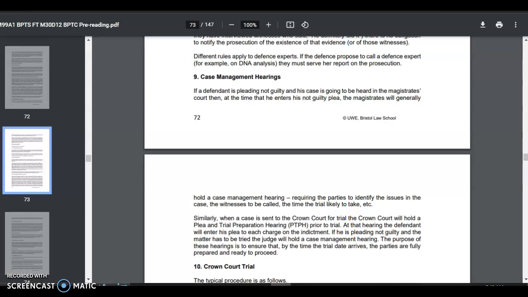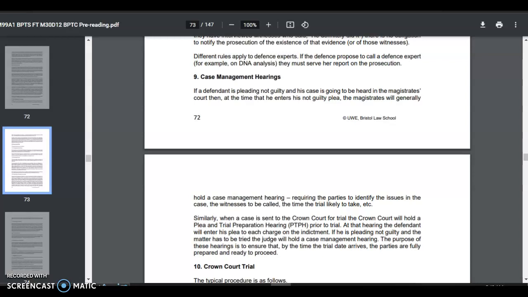If a defendant is pleading not guilty and his case is going to be heard in the magistrate court, then at the time he enters his not guilty plea, the magistrate will generally hold a case management hearing, requiring the parties to identify the issues in the case. So the magistrate shall ask the parties what are the issues in the case, what are the issues that need to be resolved through their facts and evidences, and which witnesses are to be called by both parties. The time of the trial is likely to be then decided.